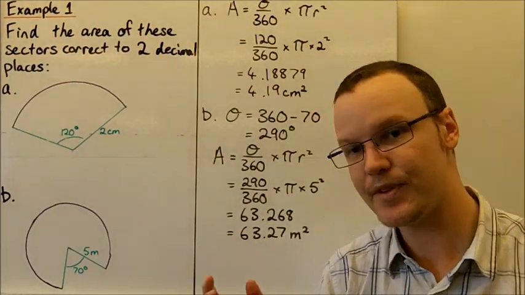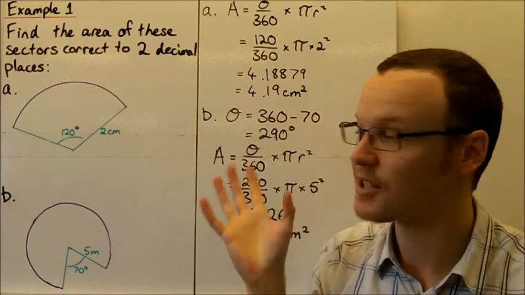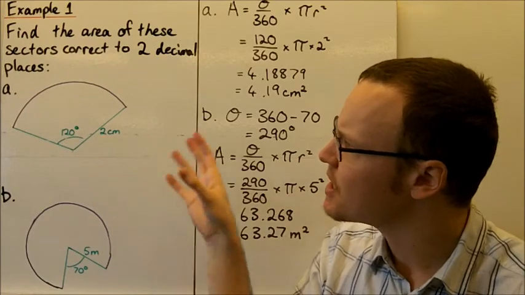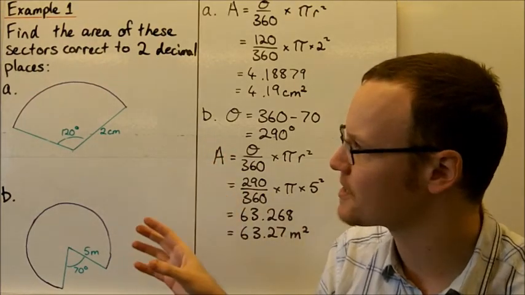Let's look at an example. The first example is going to look at sectors. Here we've been asked to find the area of these sectors correct to 2 decimal places.